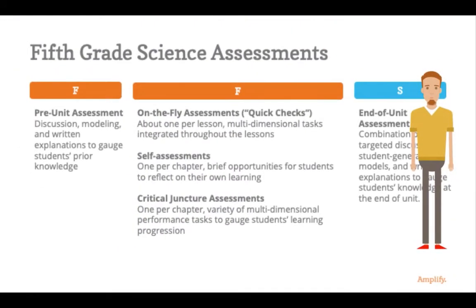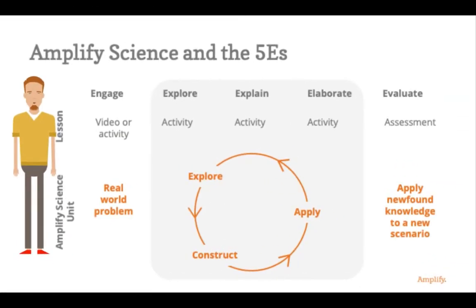Speaking of assessments, Amplify provides a range of formative assessment types from pre-unit, chapter critical junctures, and on-the-fly quick checks. The critical juncture assessments will give teachers insight into student progress and provide differentiated guidance to ensure that all students can be successful. Each unit will end with a performance task and summative assessment. Resources make teaching in a 5E fashion super easy. The units and lessons are crafted to engage students right away with a video or an activity.